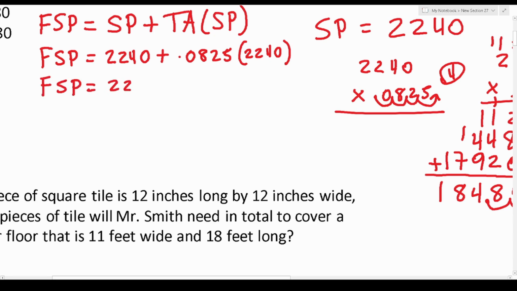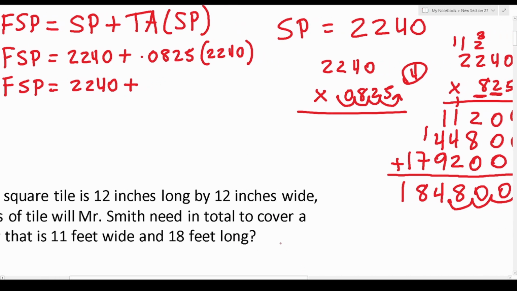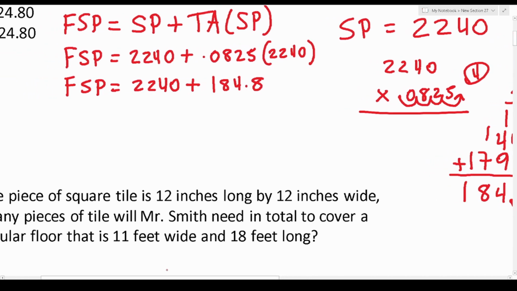It's going to be 2240 plus 184.80, and we can just put 0.8. So now we just have to add these two together, and let's do that right here. We have 2240 plus 184.80, and we'll add a decimal here and a 0 there as needed.